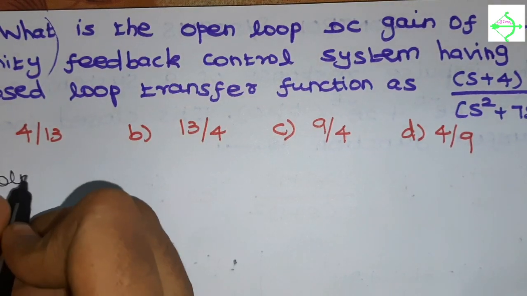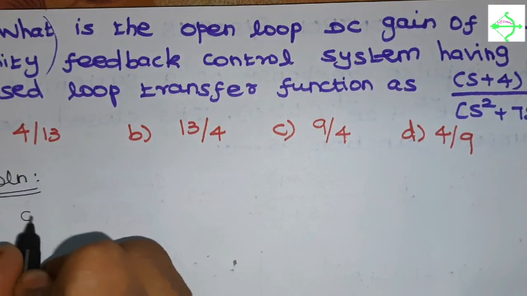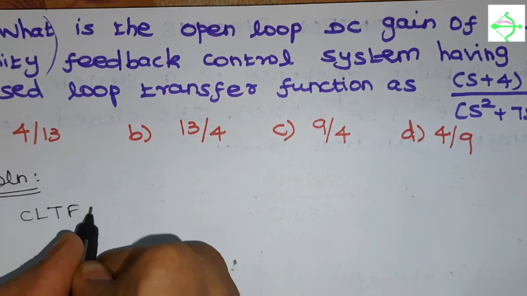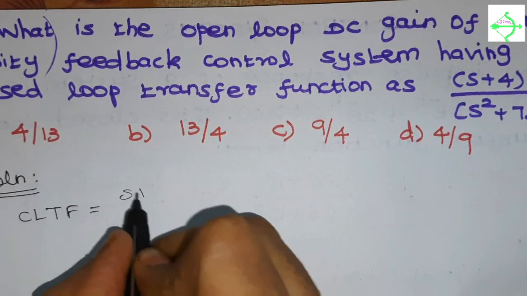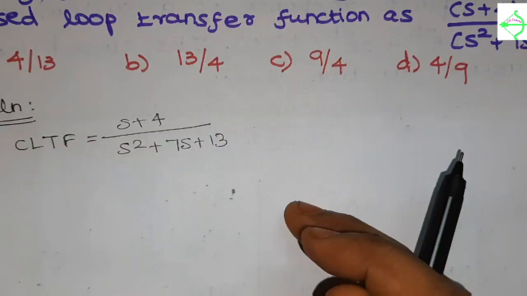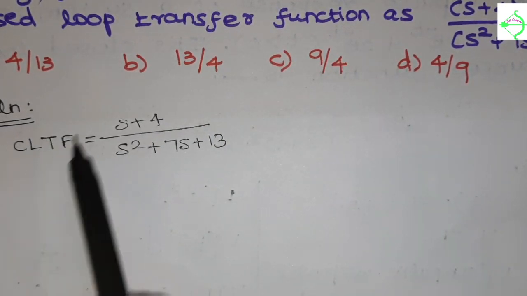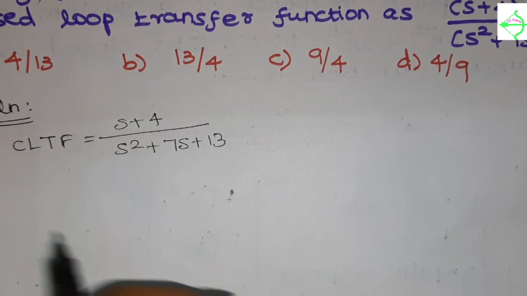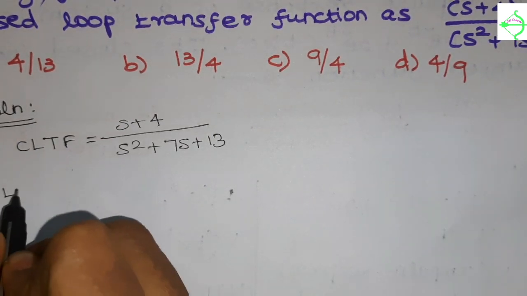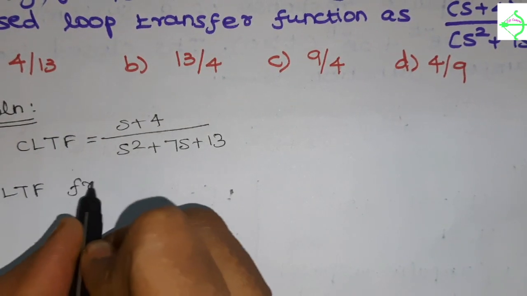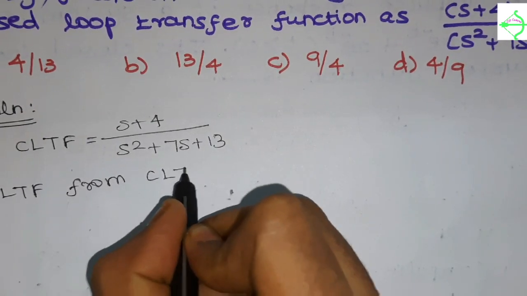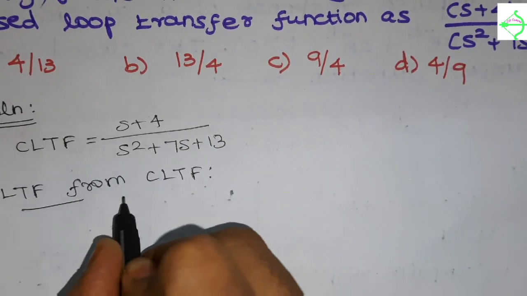What is given? The closed loop transfer function is given. We have to find out the open loop DC gain. Let's see how to solve this. We have to find the open loop transfer function from this closed loop transfer function. How to find the open loop transfer function from the closed loop transfer function? We know the formula. I am telling you again.